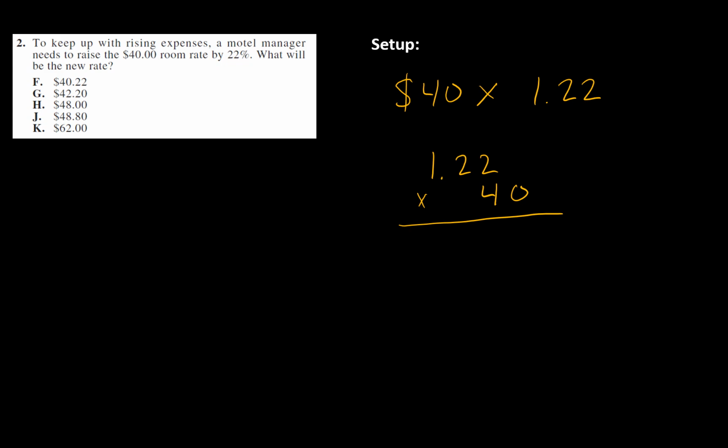This is kind of what I do. So 488, and I don't really work with the 0 until the end, and I just add that in. And then I have 2 decimal places. So I'm going to stick the decimal point there. And so we have $48.80. Therefore, the correct answer is J.